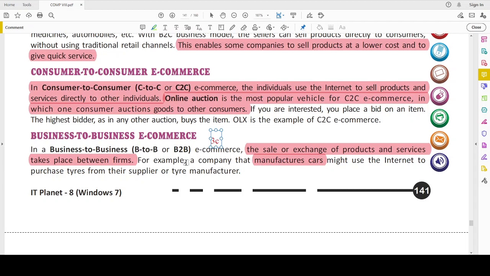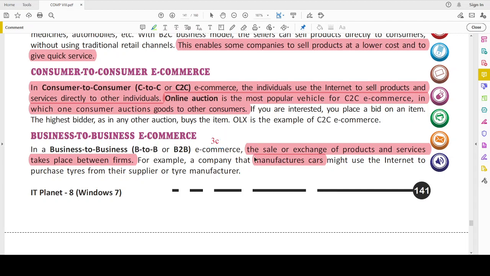You can take names of car manufacturers and tire manufacturers according to your choice, like Toyota. Toyota is manufacturing cars and is not manufacturing tires, for example. So what will Toyota do? Toyota will procure tires from MRF, and MRF will supply tires to Toyota. So this is a business to business e-commerce between Toyota and MRF. Okay.